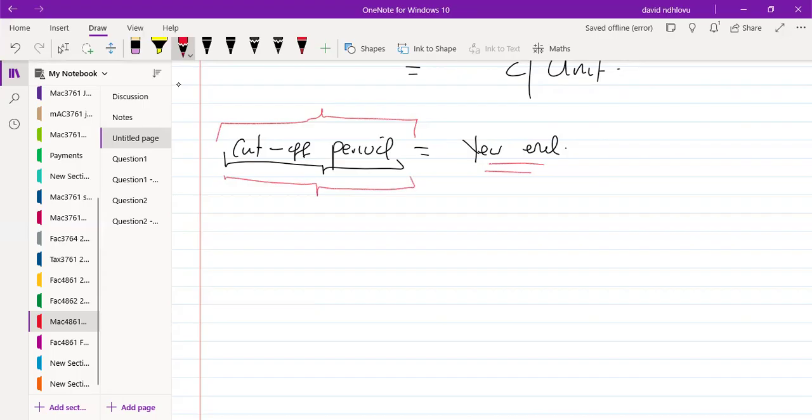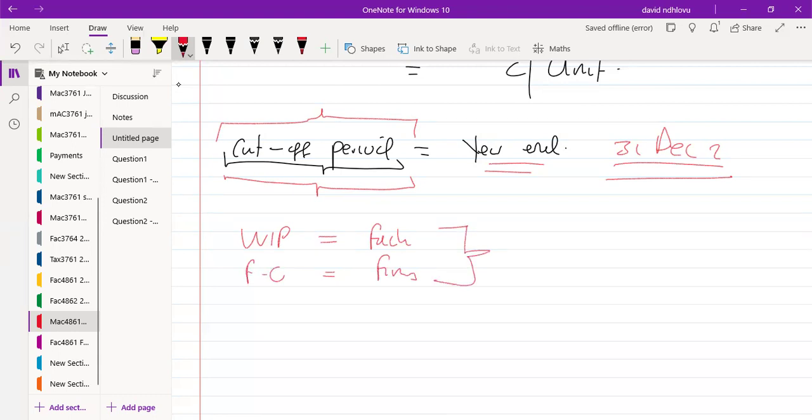It means that there is no stopping of production, which means when you say maybe your year end is on 31 December of a particular year, you will still have work in progress being produced in the factory, and at the same time, you also have finished goods. Now, the work in progress and the finished goods both contribute to your total manufacturing cost for the year.